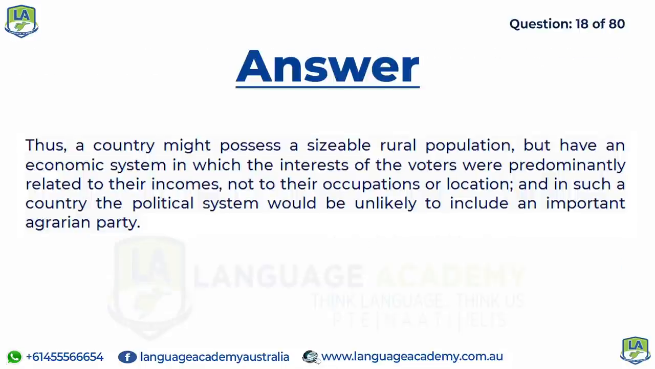Thus, a country might possess a sizable rural population, but have an economic system in which the interests of the voters were predominantly related to their incomes, not to their occupations or location, and in such a country the political system would be unlikely to include an important agrarian party.